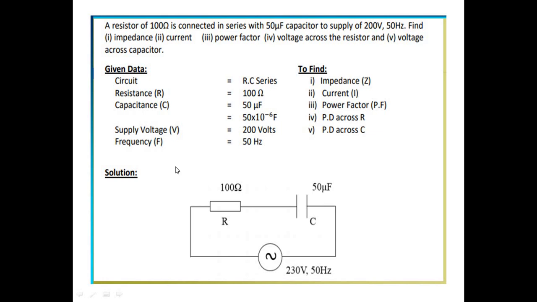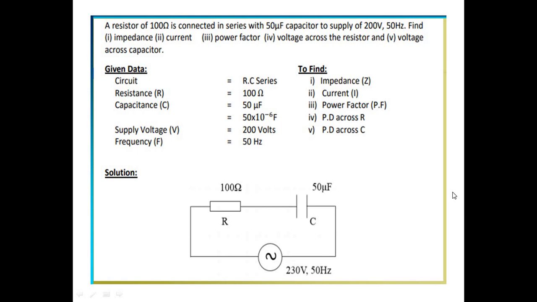Very good morning. Today we are discussing the RC circuit. A resistor of 100 ohm is connected in series with a 50 microfarad capacitor to a supply of 200 volt, 50 hertz. Find the impedance, current, power factor, voltage across the resistor and voltage across the capacitor.